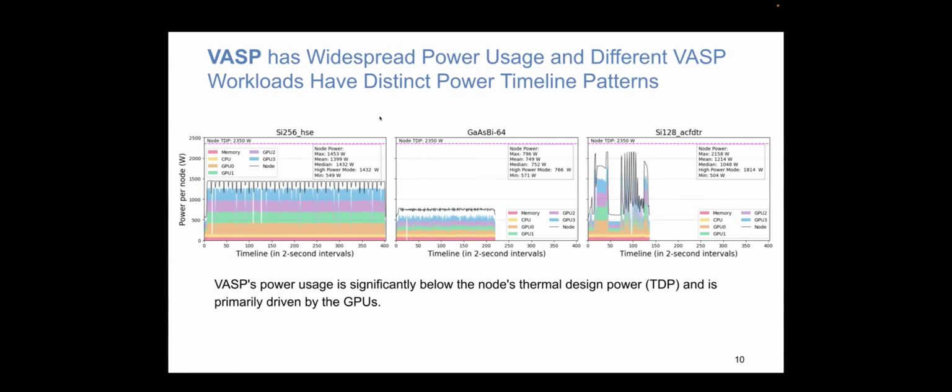Basically the conclusion is that VASP has widespread power usage, and the different workloads have very different power usage patterns. Here they zigzag a lot, but this one is relatively low and flat. This one has medium fluctuations.